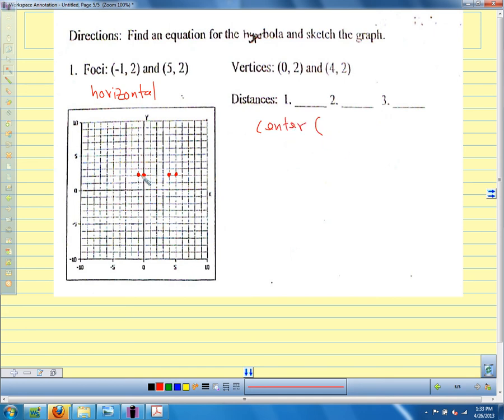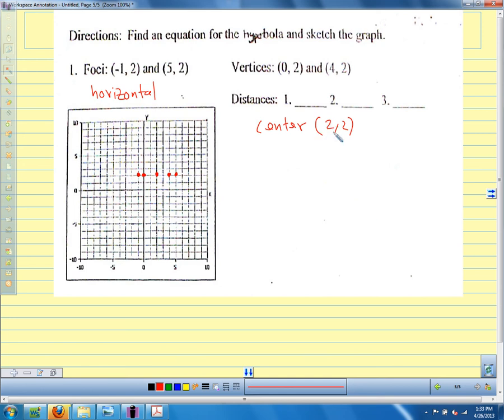The center has to be halfway between these points. So the center is halfway between the foci or halfway between the vertices. So our center has to be at the point 2, 2. So there's our center. Well, now we have all of our numbers.